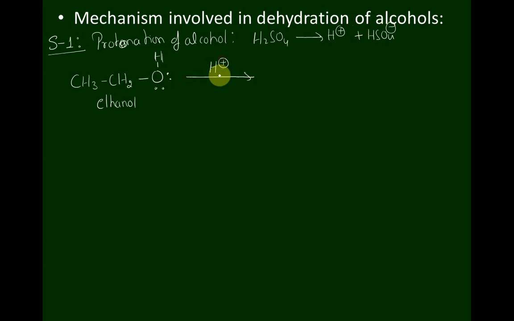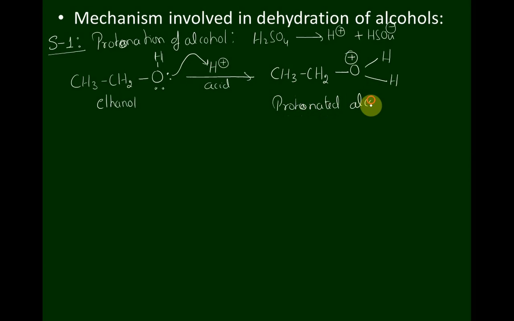The H+ ion obtained from the acid acts as an electrophile, and the alcohol acts as a nucleophile, which readily attacks the electrophile to form protonated alcohol, CH3CH2OH2+. By donating a pair of electrons, the oxygen atom carries a positive charge, therefore it is called protonated alcohol, and it is unstable. The reason is the more electronegative oxygen atom carrying a positive charge.